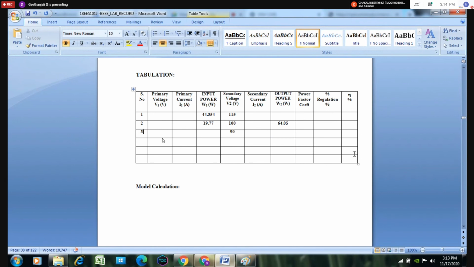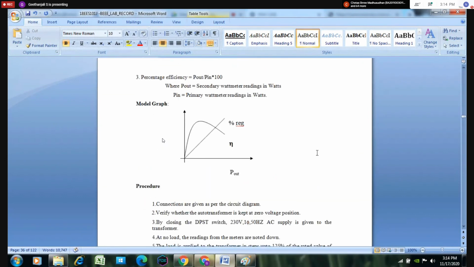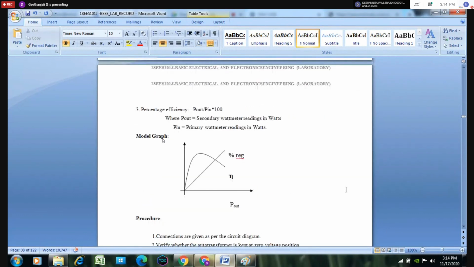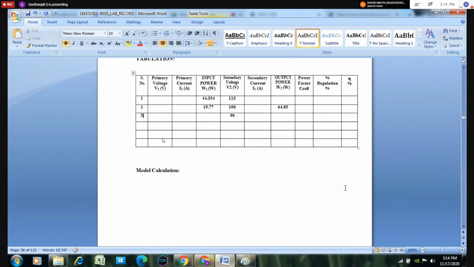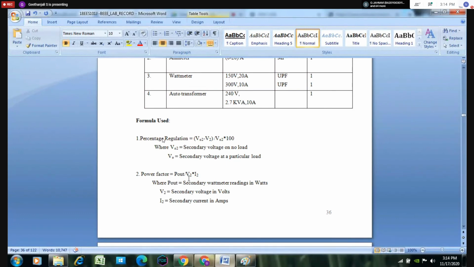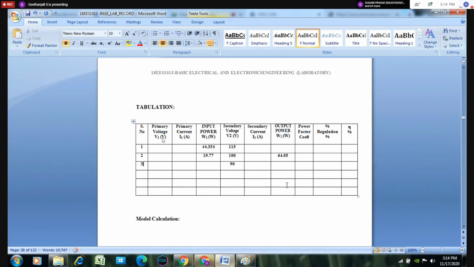Efficiency is the same, P out divided by P in. What is the expression for the power factor? Power factor is P out divided by P in, where P out means output power and P in means input power. So P out divided by P in will give the power factor. P out is P2, that is V2 into I2. From this expression, you can obtain the power factor and fill this column.